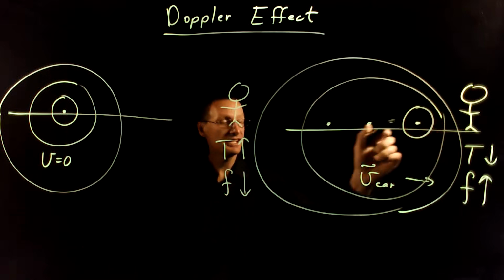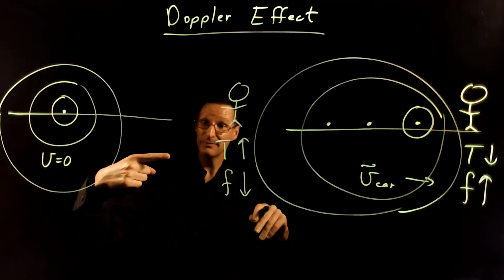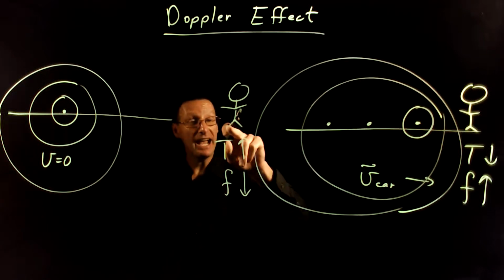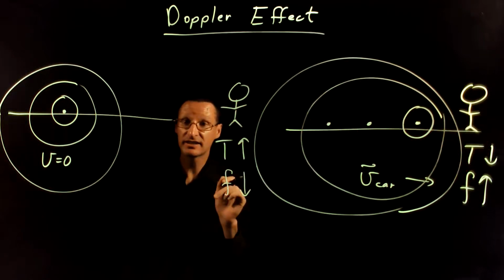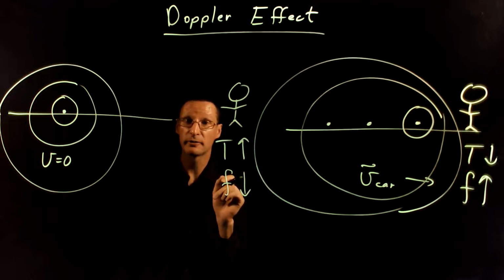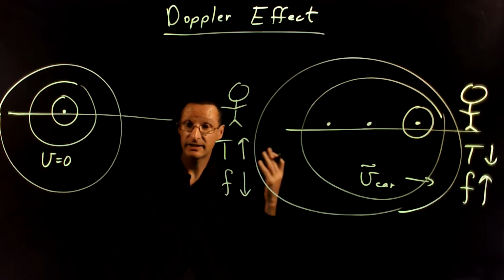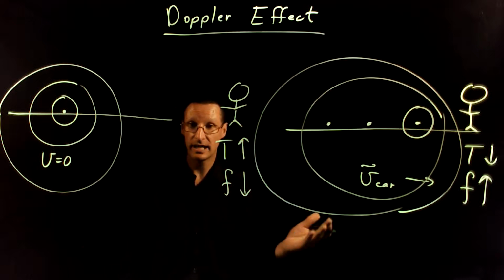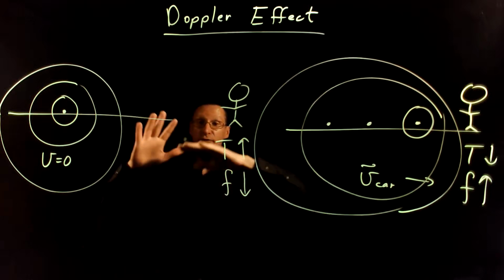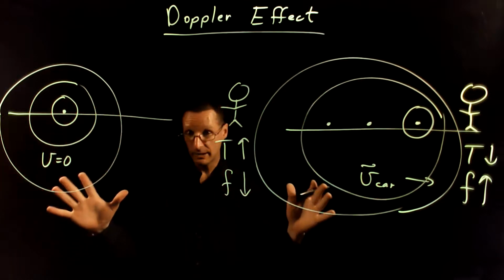And so if you're standing here when the car is driving towards you, you hear the horn as much higher. And then as the car passes you, you hear it suddenly shift. You become this person, and you hear it shift to a lower frequency. And so you perceive that frequency shift because of the Doppler effect. Now, this is true for not just sound waves, but all different waves, light waves included.